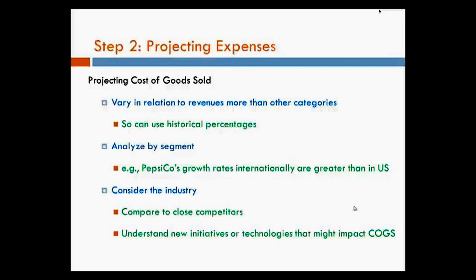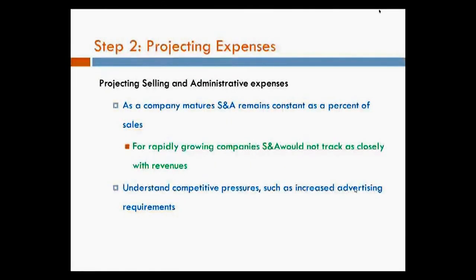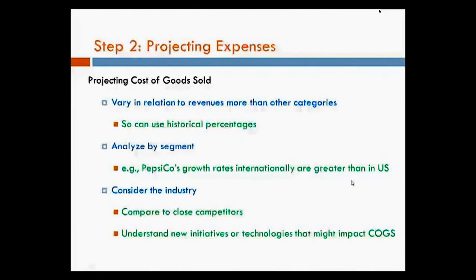You also need to think about whether there are new technologies that might impact ongoing cost of goods sold. Are there new ways of doing business that will allow you to reduce your costs, hopefully? But generally speaking, just to go back, you can say it's varying in that model as a percent of revenues.